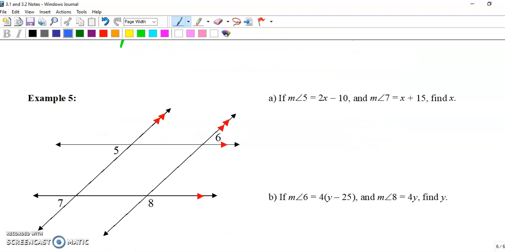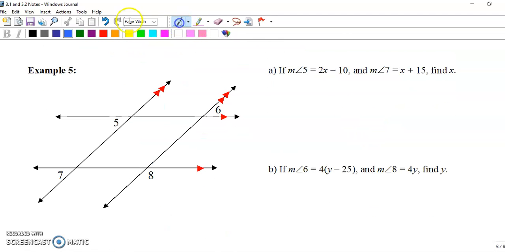Okay, and almost done. If we have angle 5 is 2x minus 10, and angle 7, so we're looking at angle 5 and angle 7. We know that those are corresponding angles, so algebraically we just set them equal to each other. Subtract x from both sides, add 10, 25.